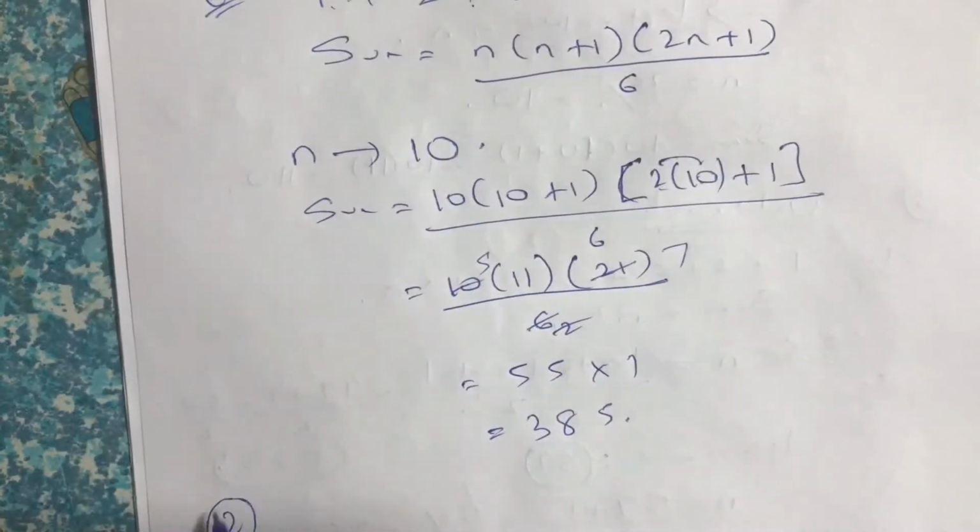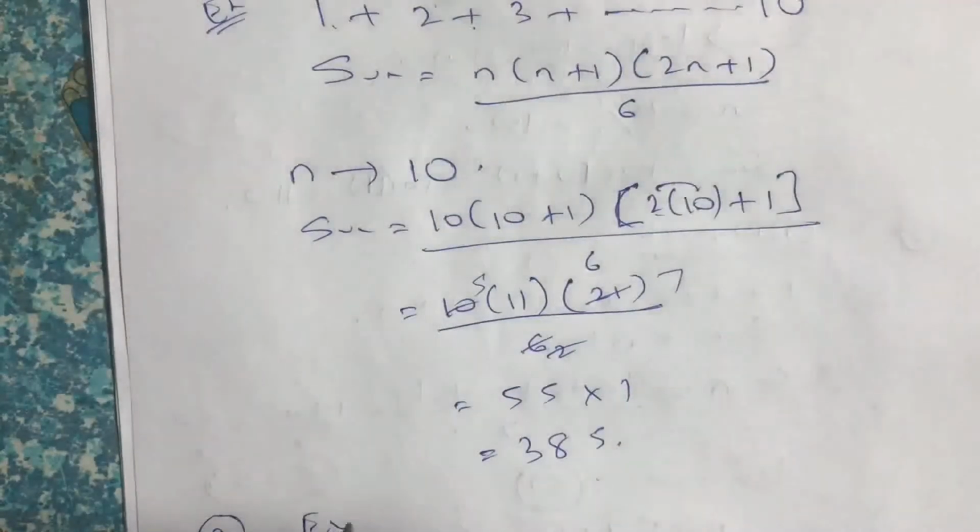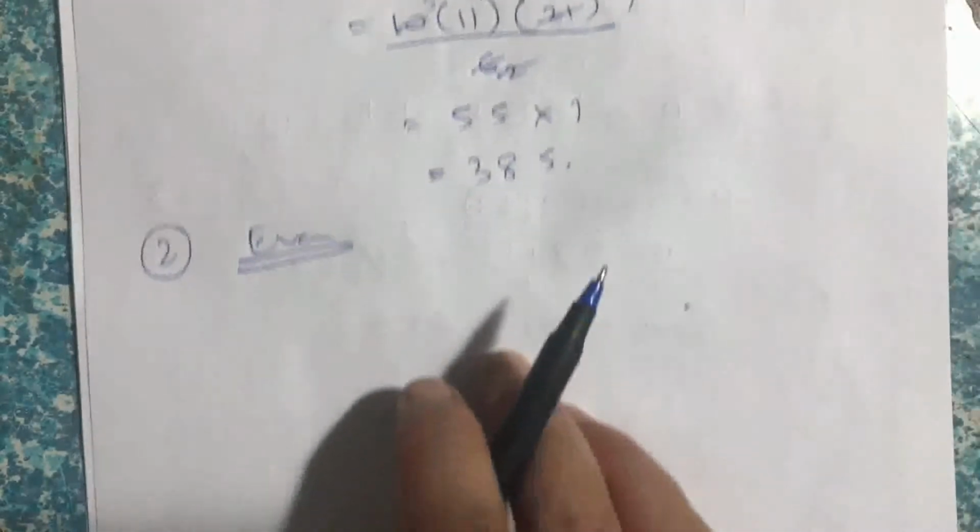Now the second one, it talks about squares, but let's say there are even numbers and those even numbers have a square.